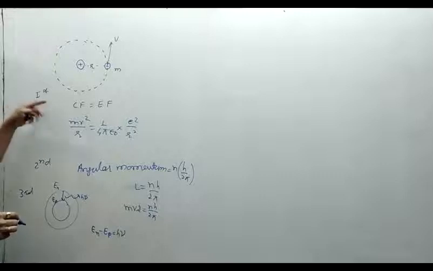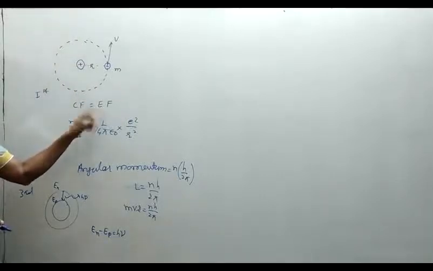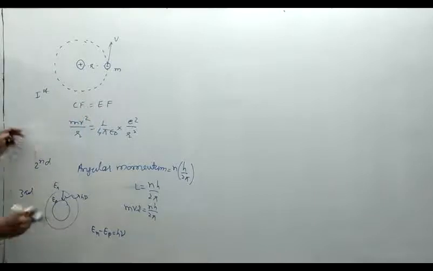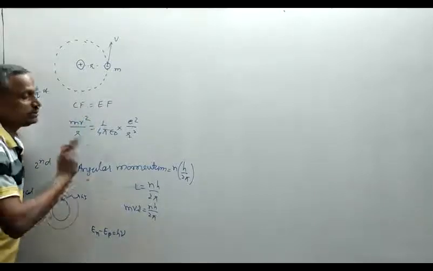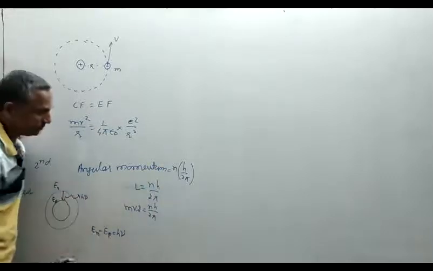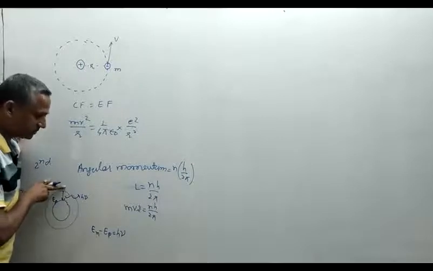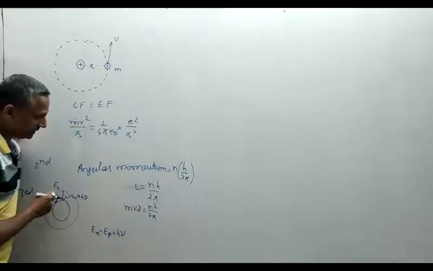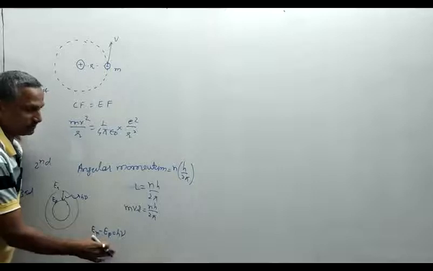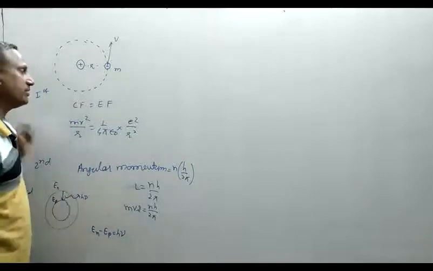According to the first postulate, the centripetal force of the revolving electron is equal to the electrostatic force of attraction. For the second postulate, the electron revolves only in those orbits having angular momentum equal to an integral multiple of h upon 2 pi. And according to the third postulate, when an electron jumps from a higher stationary orbit to a lower stationary orbit, the excess energy is emitted in the form of a photon. So these are very important formulas for this theory.